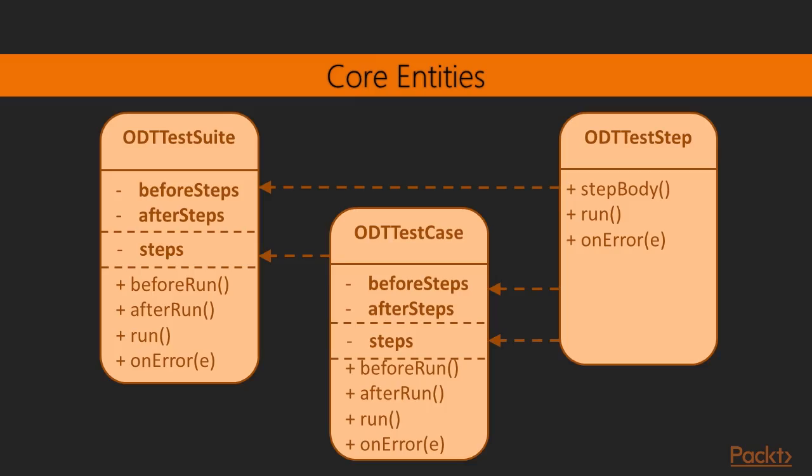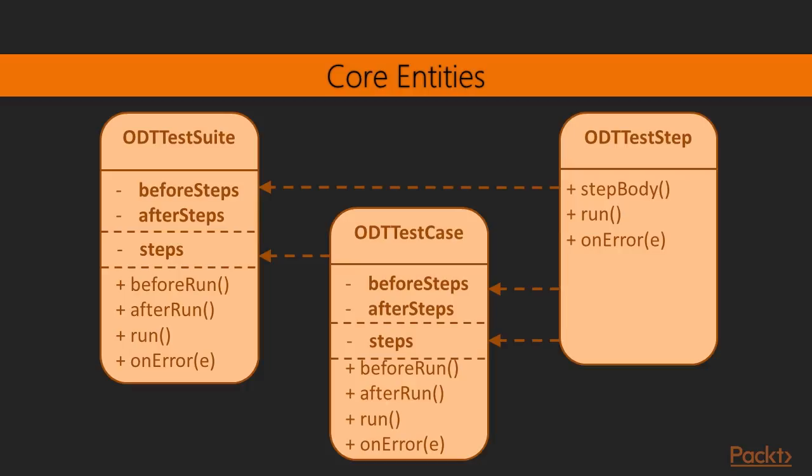Anyway, as it has already been mentioned, the approach operates with three entity types. They are steps, tests, and test suites. All of them are represented as classes. This diagram shows the relationship between those entities. So, the test suite class is the container for test case objects, which in turn are containers for step objects. Also, suite and test have before and after steps, which are also step objects.